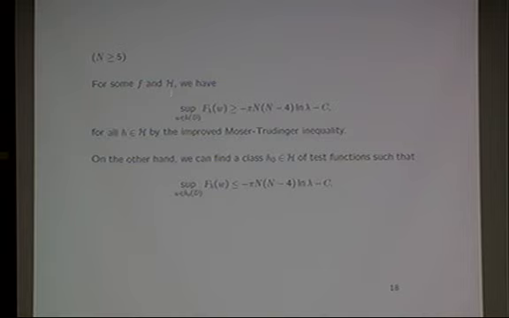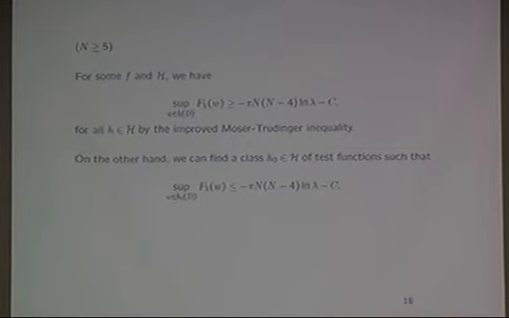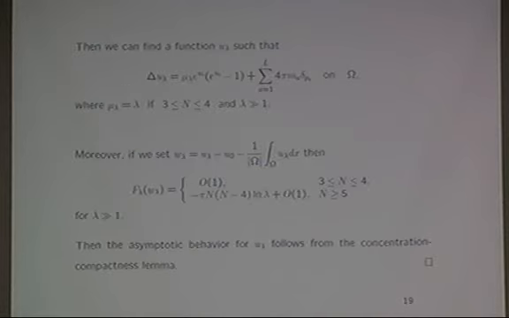So in this case, we can conclude that this value is greater than or equal to this value. This inequality follows from the improved Moser-Schrödinger inequality. And on the other hand, we can find a class H0 of test functions such that this inequality holds. So if we apply the well-known minimax method, we can find a function u lambda which is a solution of this equation.